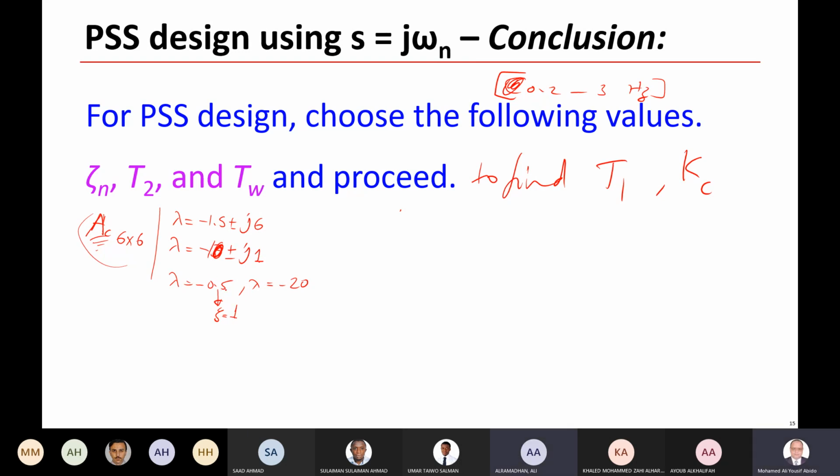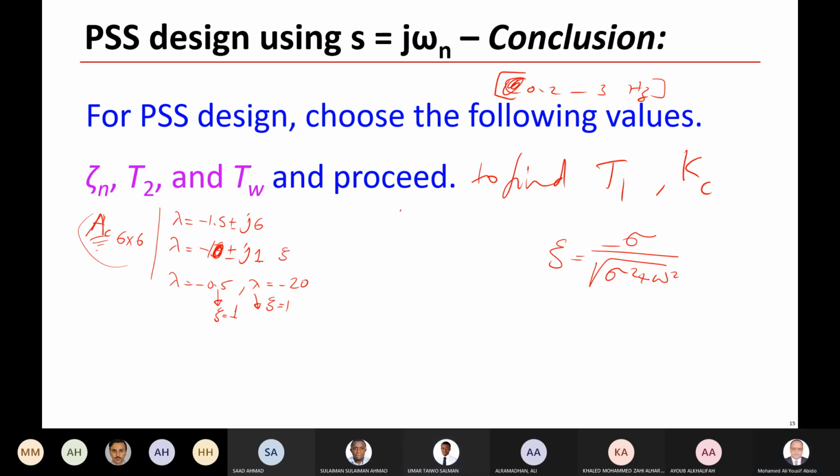Sigma, we have only sigma. So zeta equals minus sigma over square root of sigma squared plus omega squared. We have omega equal to 0, so we have sigma squared here, and minus 1, so it becomes 1. Am I right? Yes. If it is real, definitely zeta equals 1. If we have only real, zeta equals 1.